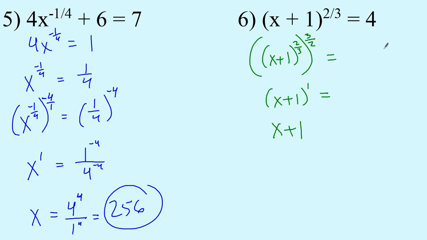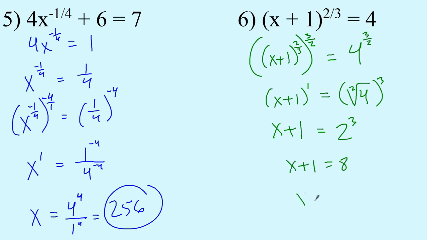So whatever we did over here, we got to do to the right side. So raise 4 to the 3/2, square root of 4 cubed. So I get 2 cubed, which is 8. Move the 1 over, I get 7. Wait, hold on. Ah, yes, I put the square root there. Should have been plus or minus.